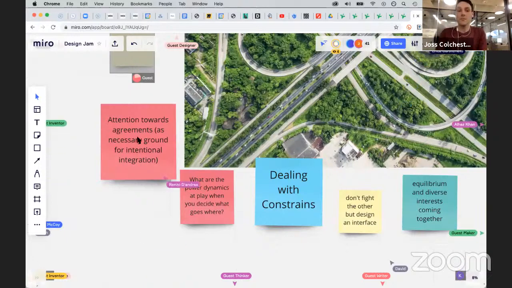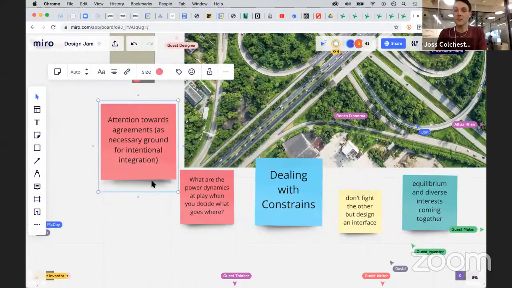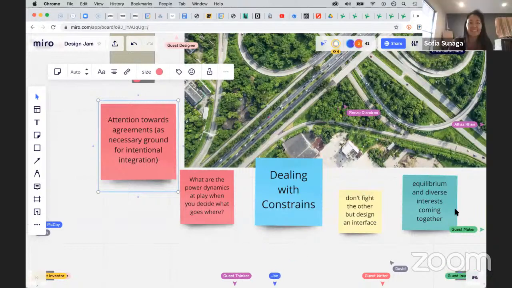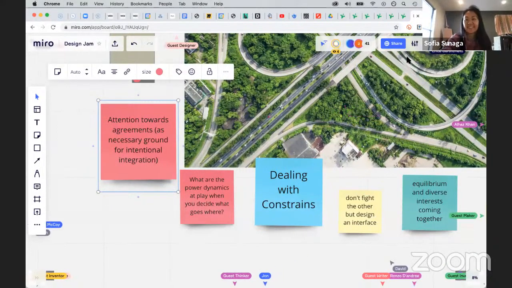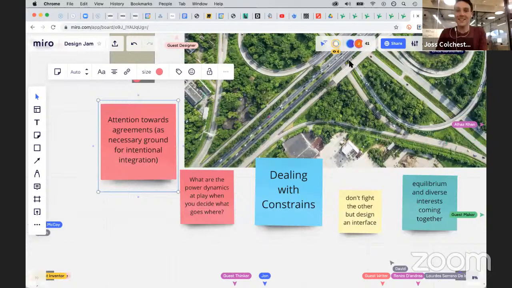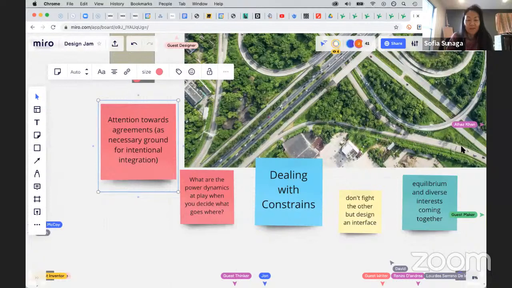Yep. Hey, Joss. Hey, who's this? Good to see you. Hey, Sophia. I'm hanging around, learning a little bit more about community.